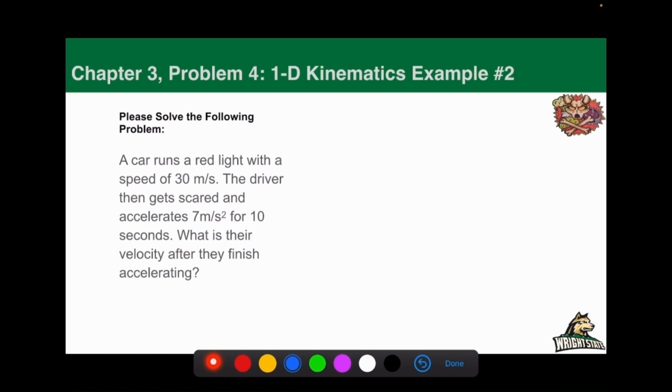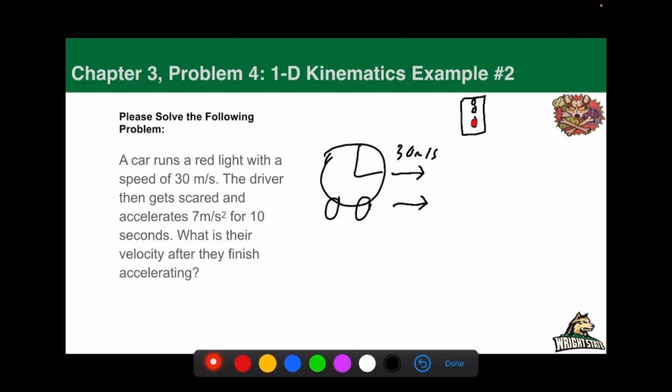So, a car running a red light with a speed of 30, here's my car. Whatever, it's a car. Don't worry about it. So this car has a velocity of 30 meters per second, and it runs a red light, and then the driver panics and accelerates. So the driver's slamming on the gas. The acceleration is pointing in this direction too. So acceleration is 7 meters per second squared. They accelerate for 10 seconds. What is their velocity after they finish accelerating?